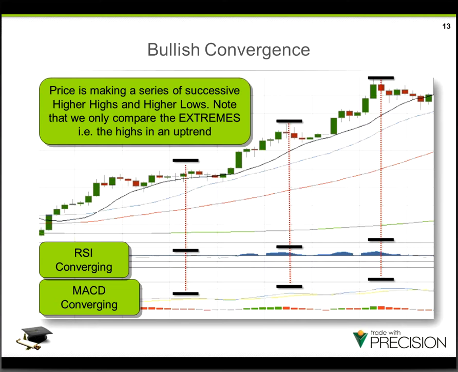But notice on the chart that we're only comparing the extreme highs in the uptrend with the extreme highs on the indicators. We're not concerned with the higher lows in this case when we're determining bullish convergence on the indicators. We're only concerned in an uptrend with the higher highs, and that we're making higher highs on the indicators like you see here.